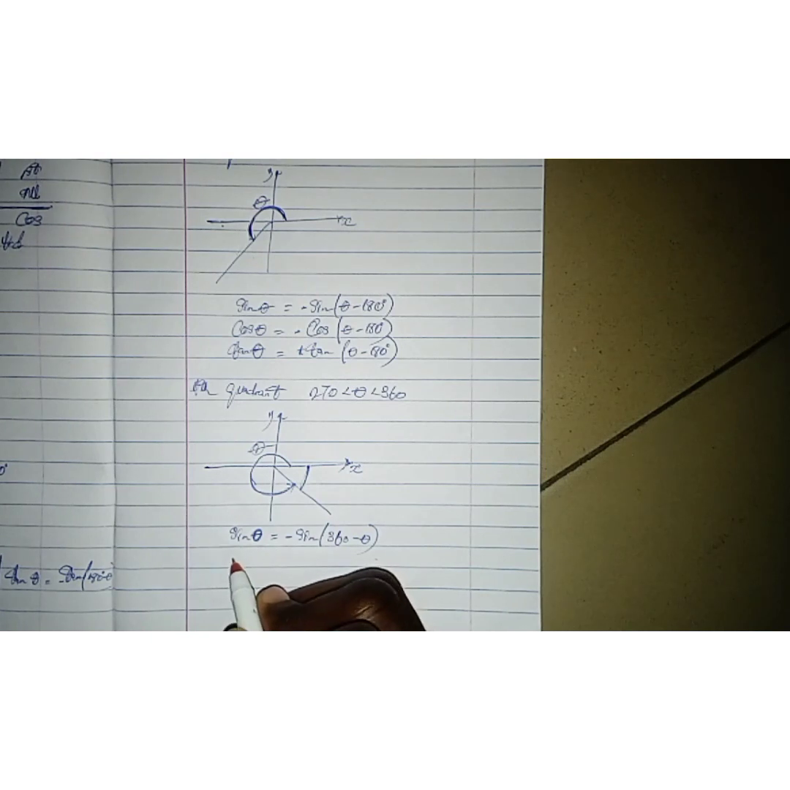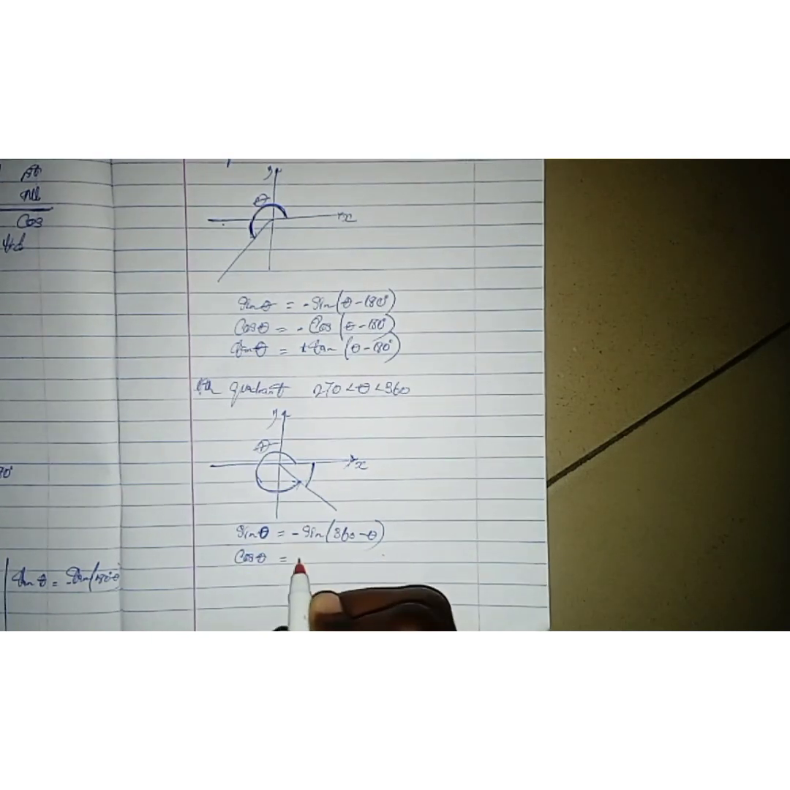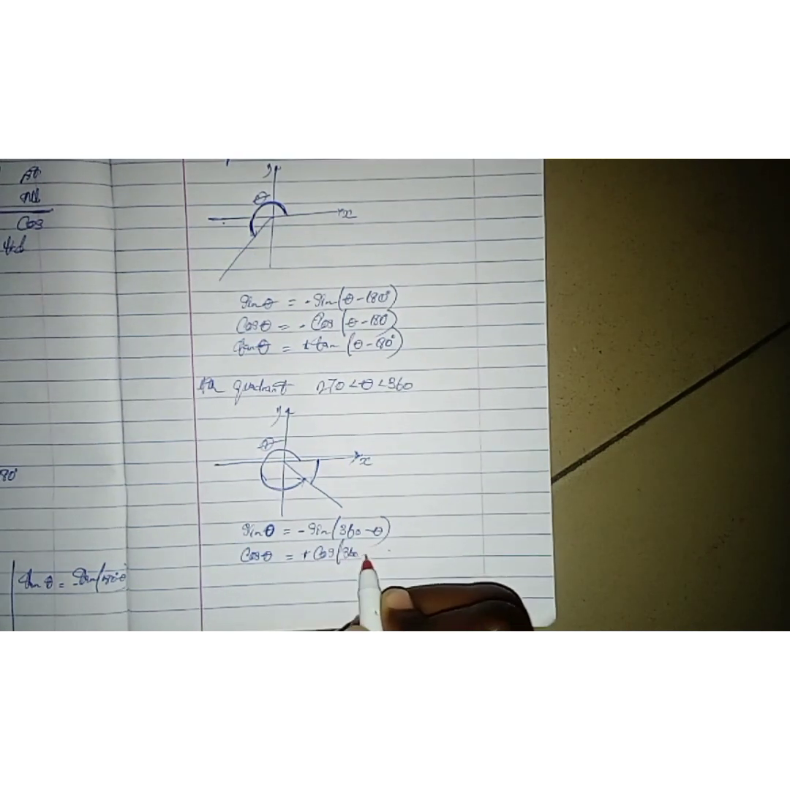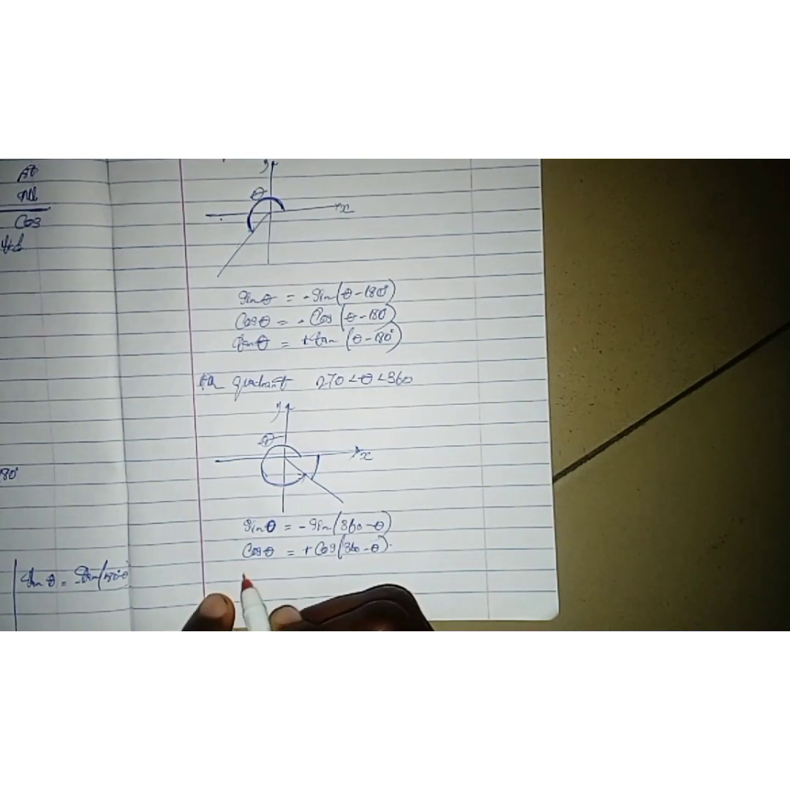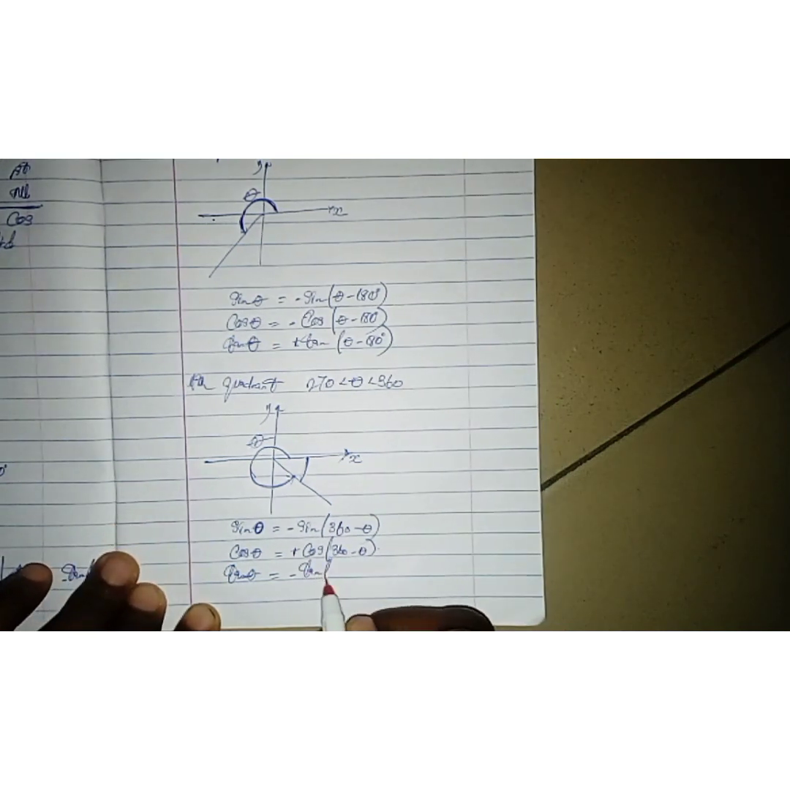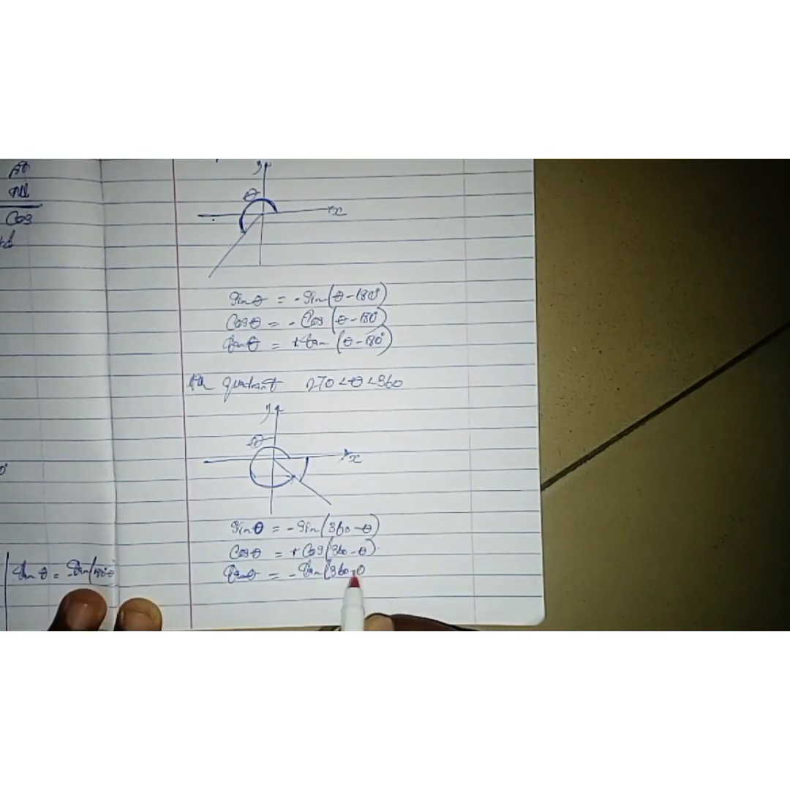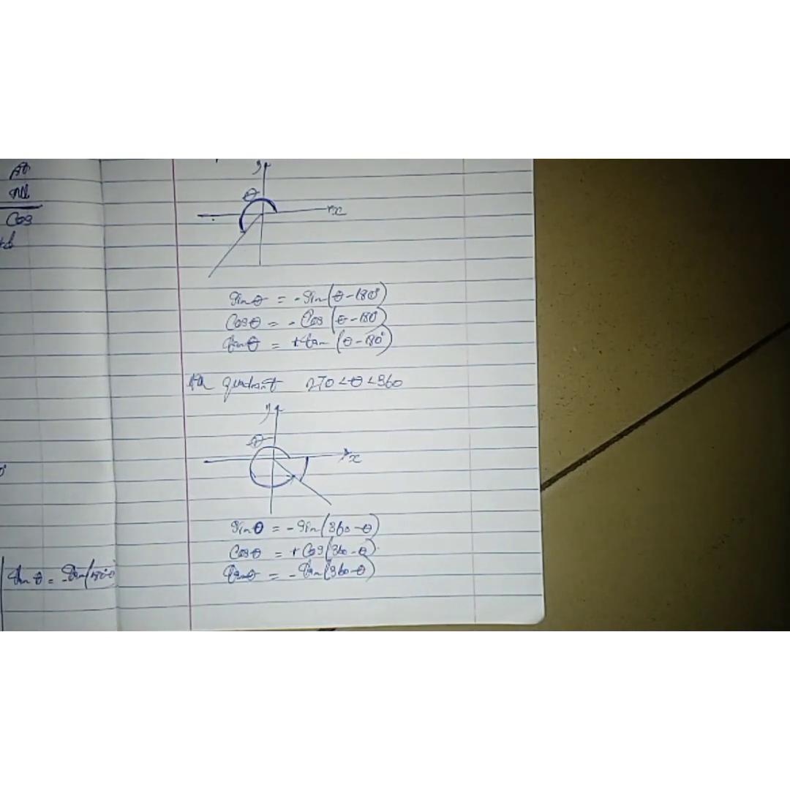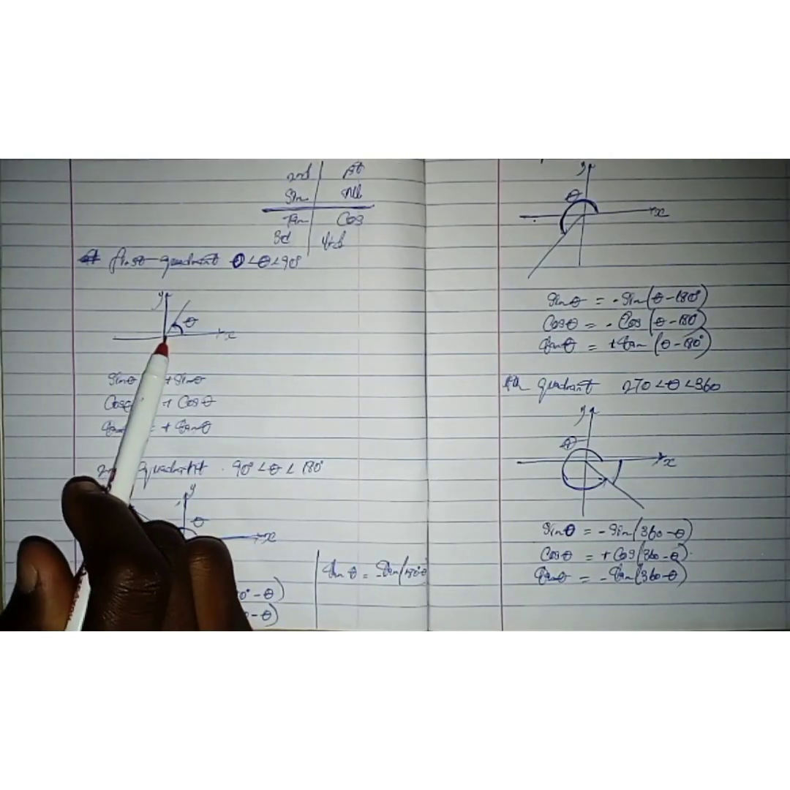Yes. So for cos theta, we have positive cos of 360 minus theta. And for tan theta, we have negative tan of 360 minus theta. So this is how you know that sine theta is negative or positive. Now for here you say that all of them are positive.